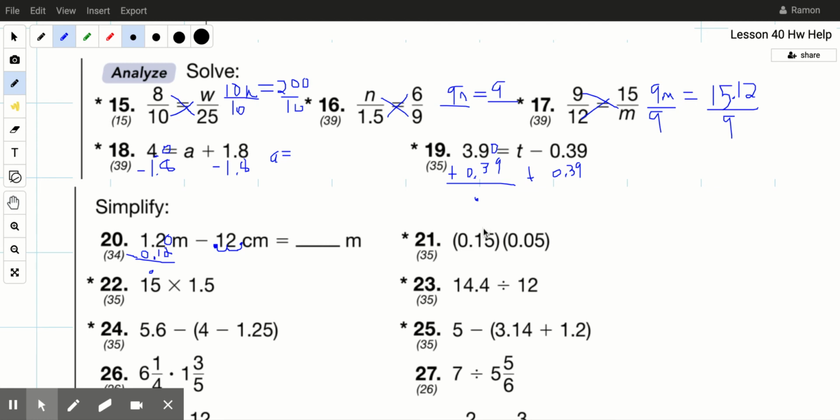21, 15 hundredths times 5 hundredths. I can ignore the decimals for now and just multiply. 15 times 5 is 75. And then count the number of digits after the decimals. 1, 2, 3, 4. And you're going to move the decimal to the left. 1, 2, 3, 4.